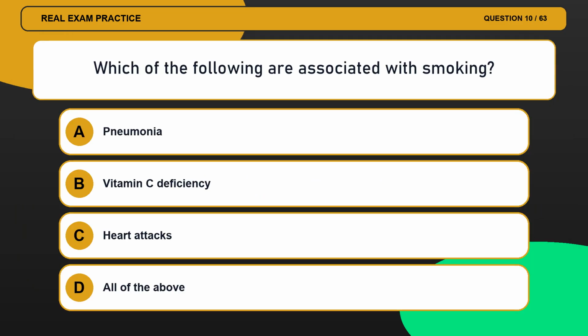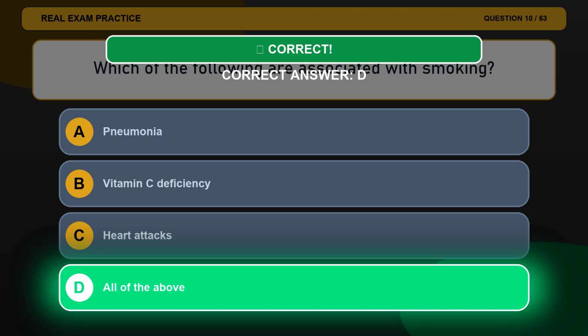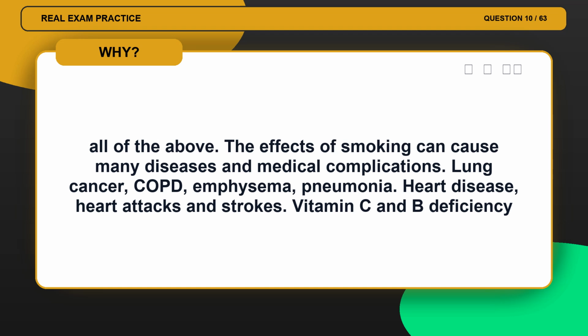Question 10. Which of the following are associated with smoking? Option A, pneumonia. Option B, vitamin C deficiency. Option C, heart attacks. Option D, all of the above. The correct answer is option D, all of the above. The effects of smoking can cause many diseases and medical complications: lung cancer, COPD, emphysema, pneumonia, heart disease, heart attacks and strokes, vitamin C and B deficiency.